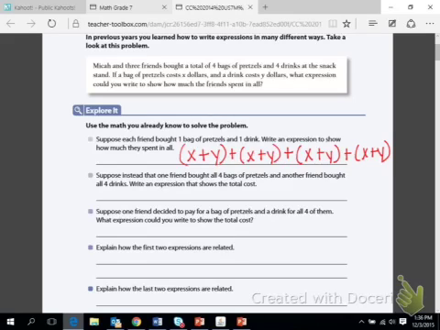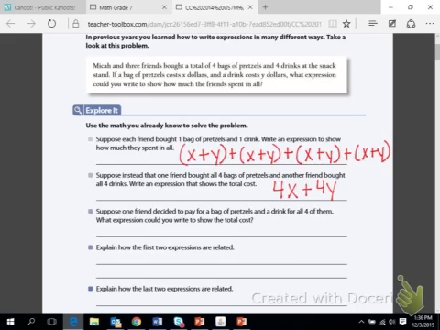Now if we suppose that one friend bought all 4 bags of pretzels and another friend bought all 4 drinks, we can write an expression that shows that total cost. Our first friend bought 4 bags of pretzels, so 4x, and our second friend bought 4 drinks, so 4y, and when showing the total cost, you would add them together. So our expression becomes 4x plus 4y.